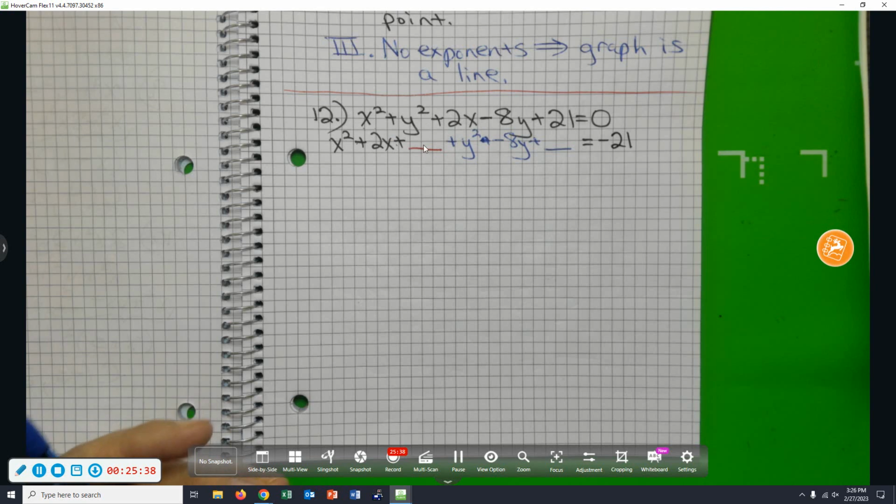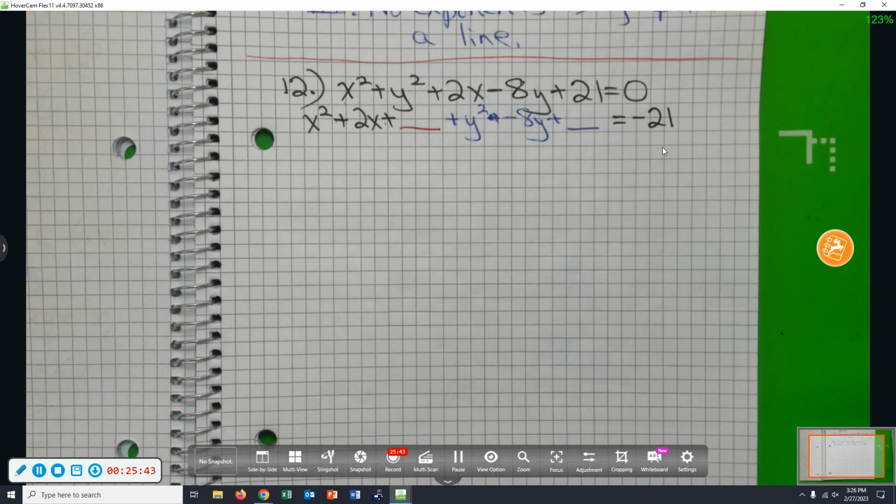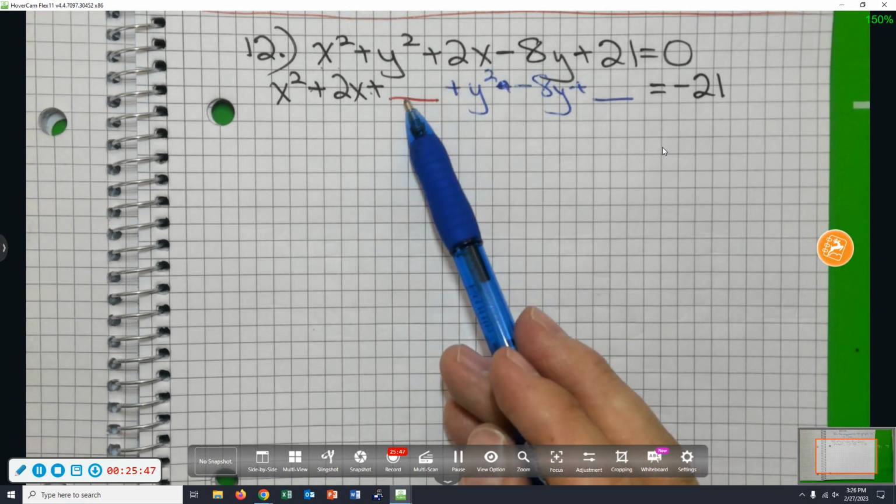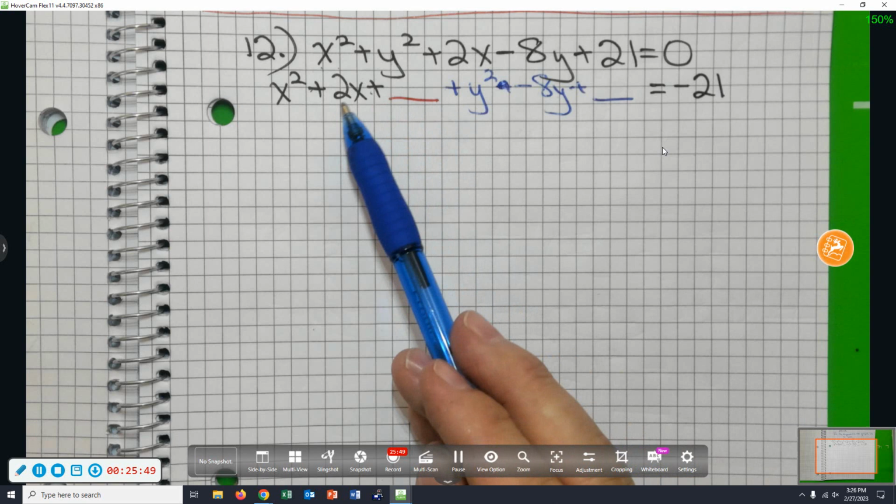Put your blue blank and your red blank. Can you zoom in a little bit more so I can see that right there? Okay. What number's going to go in the red blank?